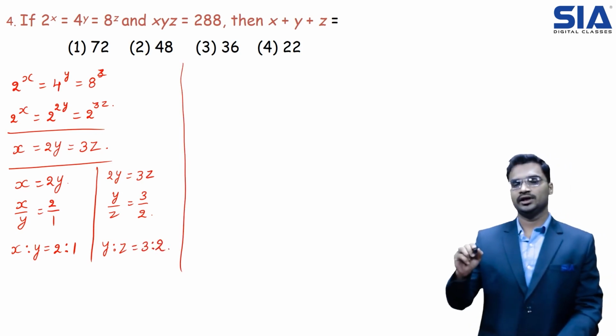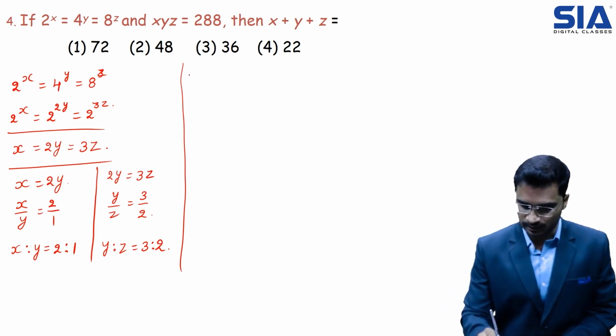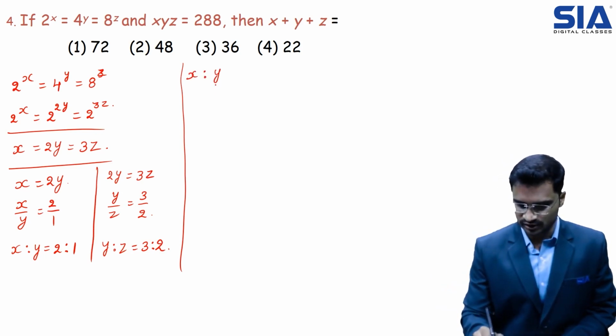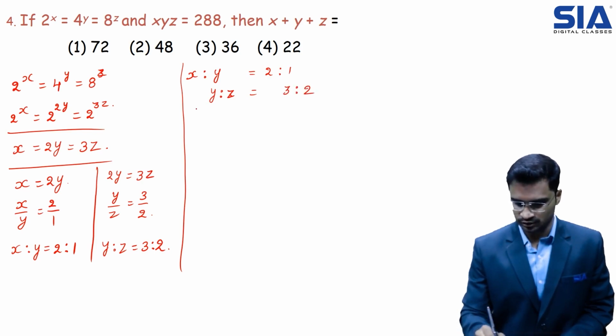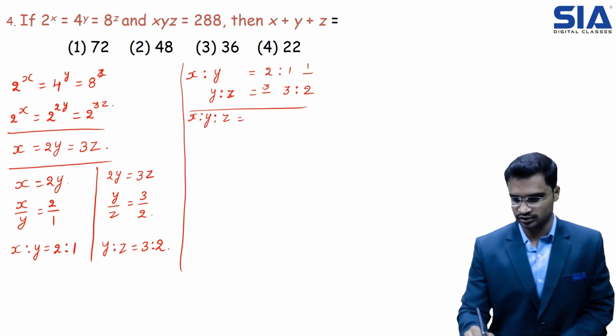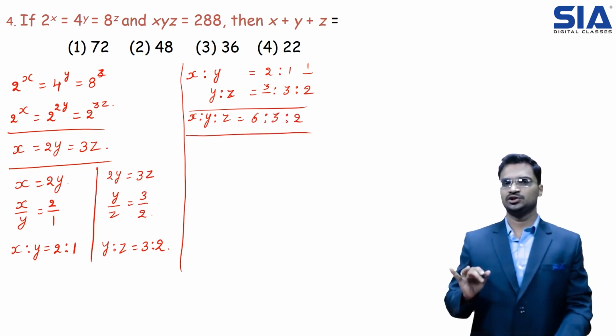Now I have got x ratio y and y ratio z. Now let us find x ratio y ratio z, a combined ratio. So x ratio y is 2 ratio 1, and y ratio z is 3 ratio 2. So here 1, here 3. x ratio y ratio z is equal to 2 threes are 6, 1 three is 3, 1 two is 2. So x ratio y ratio z is 6 ratio 3 ratio 2.